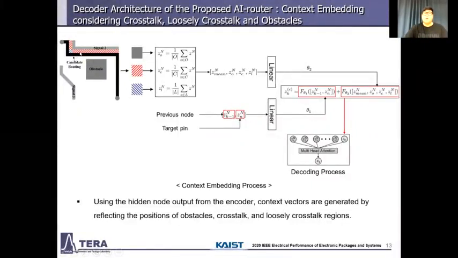So it cares about this crosstalk red region, the loosely crosstalk blue region, the obstacles, the destination, and the previous pin, and then checks all these and determines the next node.